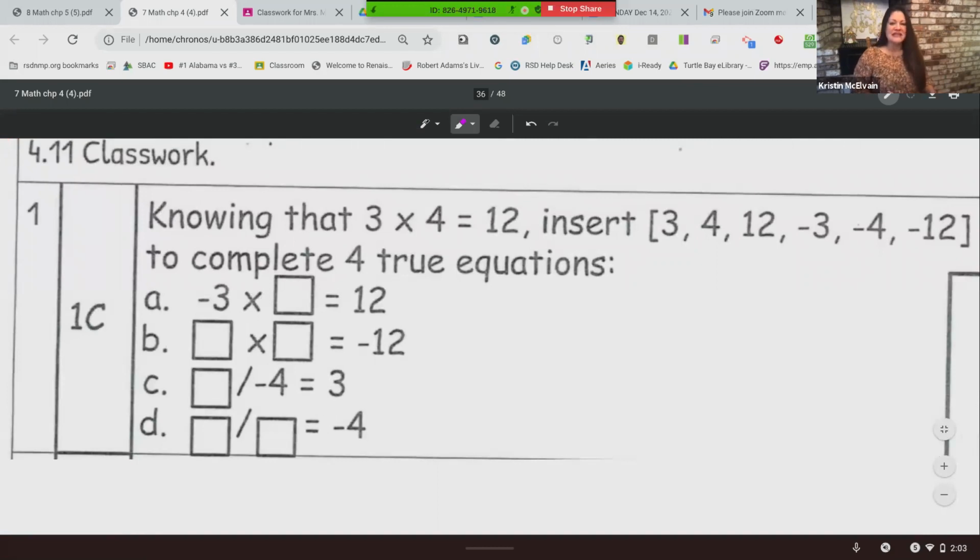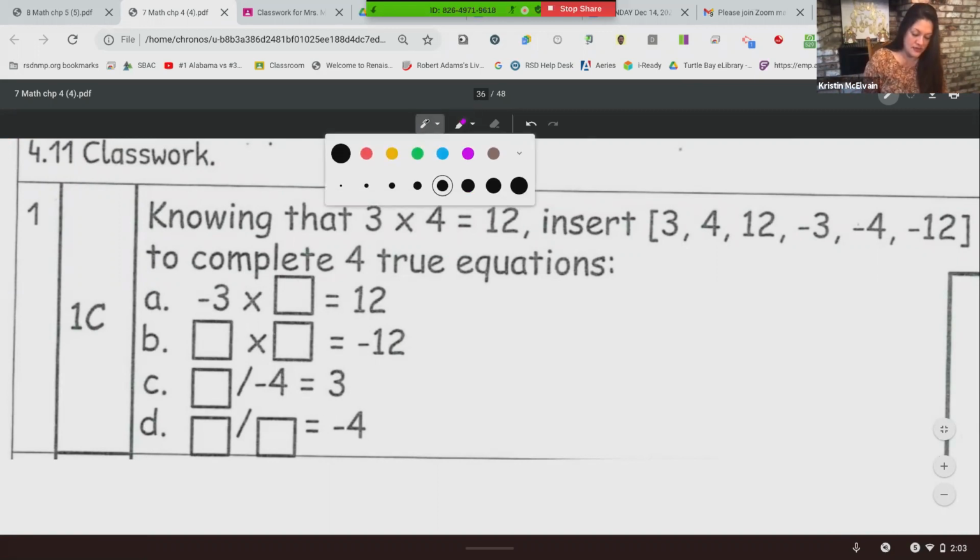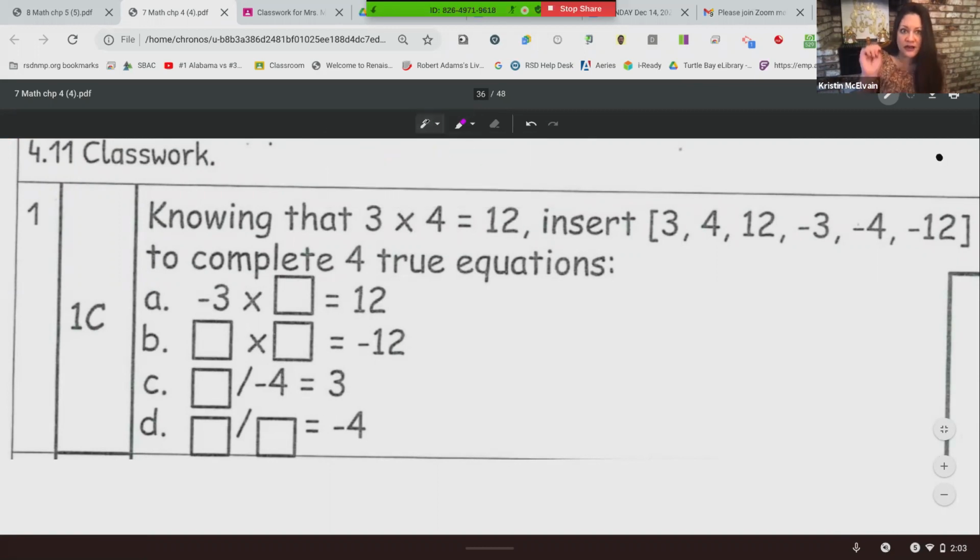All right, so we have a -3 times what equals 12. So -3 is negative. What do we need to multiply it times to get a positive 12? If you were thinking -4, you're right. Okay, so -3 times -4. And on your paper, you can just rewrite these super easy, okay?